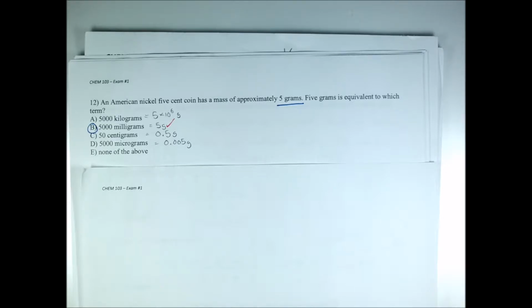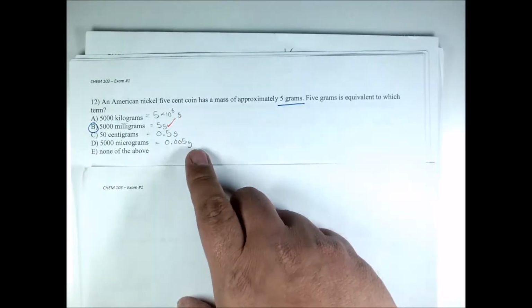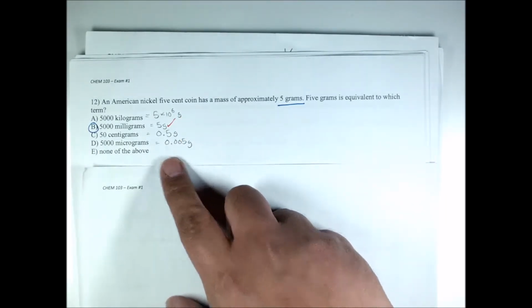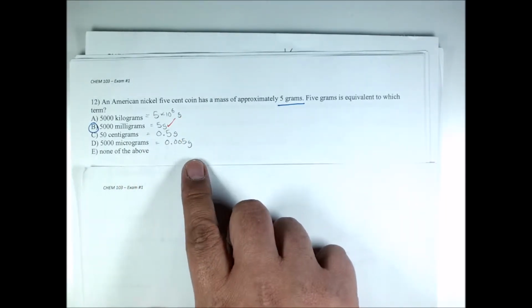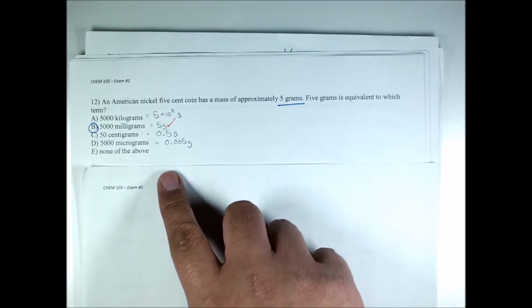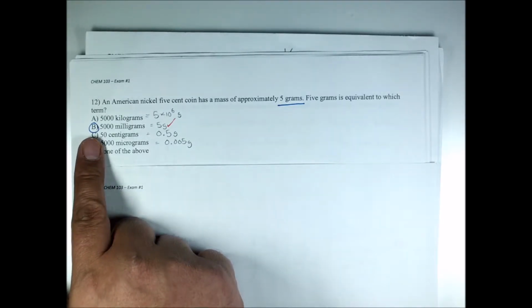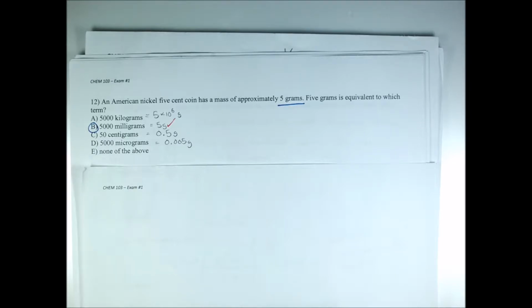All right, next one here. So an American nickel, 5-cent coin, has approximately 5 grams, which is equal to, and what I did with the choices here was I converted them all to grams. And you should be able to do that without a calculator now. And it works out where choice B, where we have 5,000 milligrams, it's 1,000 milligrams per gram, so choice B is the correct answer.